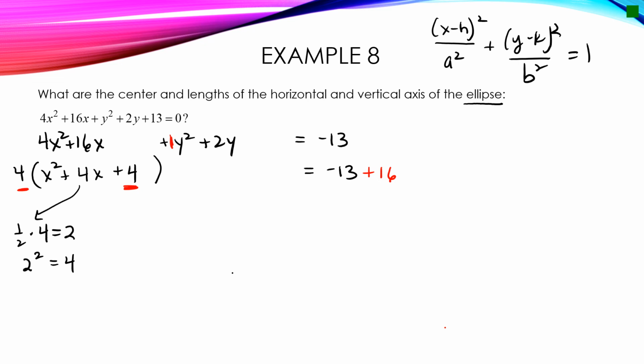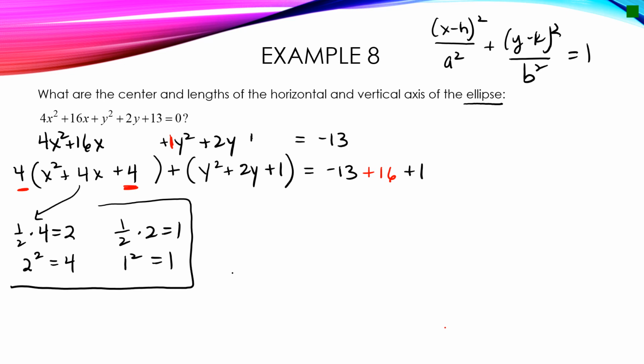You only have to worry about that when you have to factor something out to get 1 as your coefficient. I'm not going to have to worry about that for the second part because I already have a 1. Half of 2 is 1, and 1 squared is 1. So I'm going to put y squared plus 2y plus 1, and so I'm going to add 1 here as well. I'm going to get 4 times (x squared plus 4x plus 4), which factors to (x plus 2) squared. Remember where that 2 comes from.